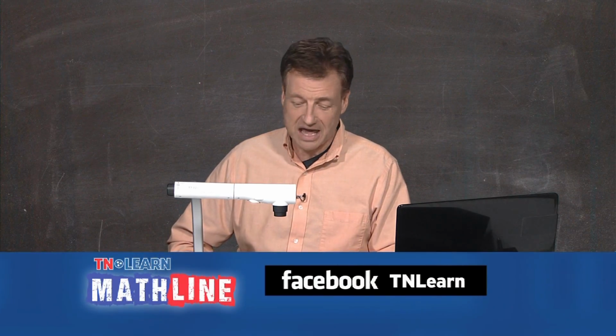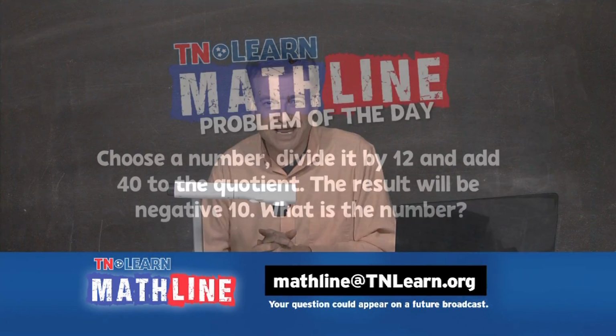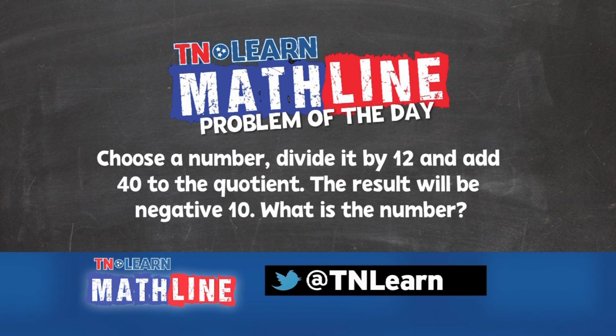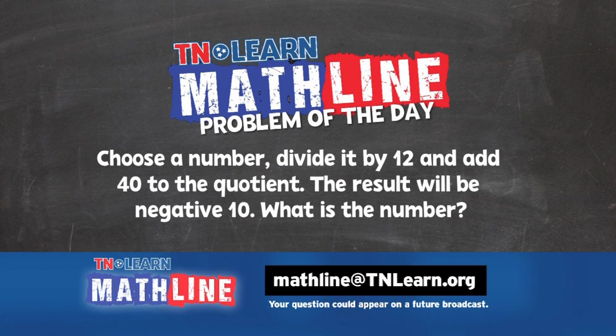Let's take a look at the problem of the day. Why not? Here we go. Choose a number, divide it by 12, and add 40 to the quotient. The result will be -10. What is the number? If we do this step by step, it says choose a number, so we're going to do that. Divide it by 12 and add 40 to the quotient.